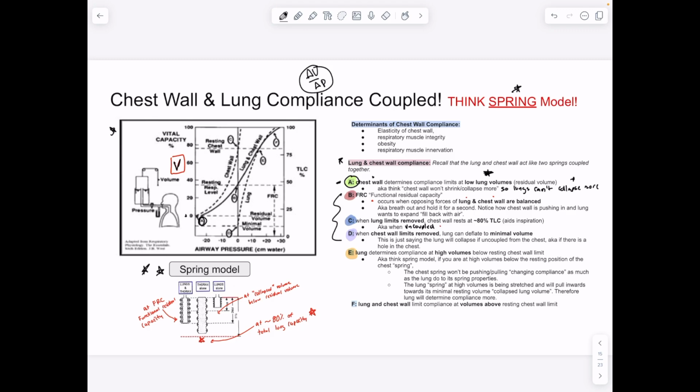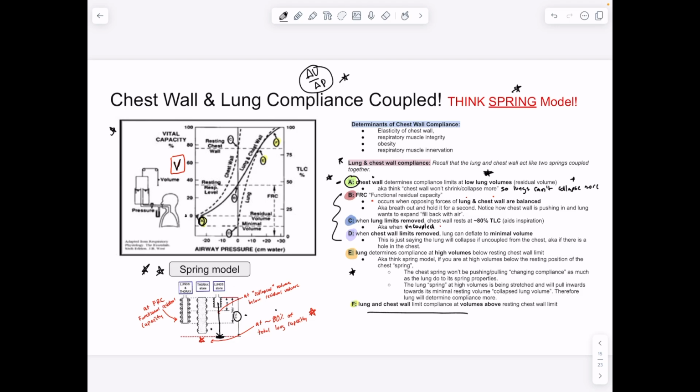So that said, at the opposite end, this is when we have very low volumes right here. If we're at high volumes, E and F, then the lung is going to determine the compliance, right? The idea is that the chest wall by itself rests at about 80% of total lung capacity, and so basically what this is saying is that the lungs can inflate past 80% of total lung capacity, by definition, and the lungs will go until they get to 100% total lung capacity, at which point they won't go any further and compliance is limited. But the lung itself is going to determine compliance at high volumes because it will go past 80% of total lung capacity, and then you get to 100%.